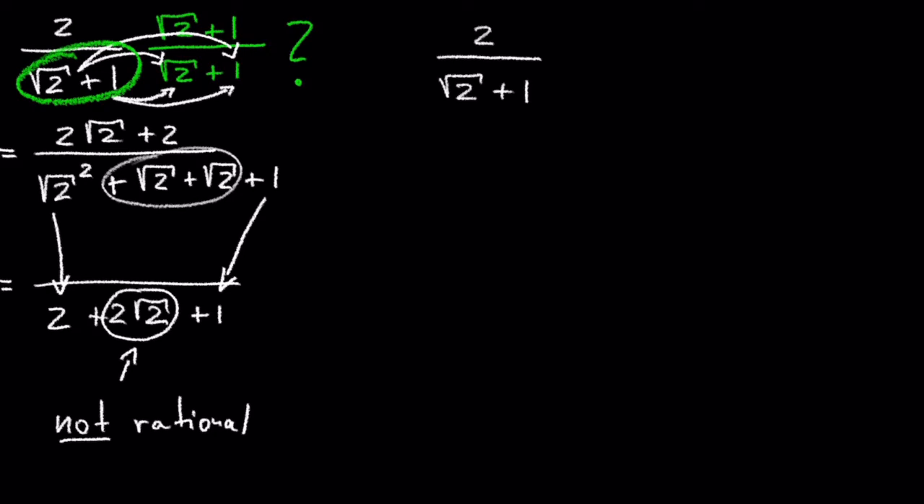Instead of multiplying the denominator with the square root of 2 plus 1, which doesn't work, like we saw before, we have to multiply the denominator with the square root of 2 minus 1. Why minus? Because we have to use the opposite of the plus sign. By the way, we call this the conjugate of the square root of 2 plus 1.